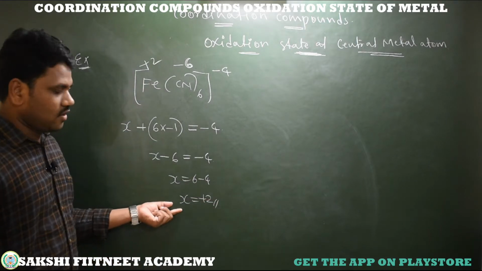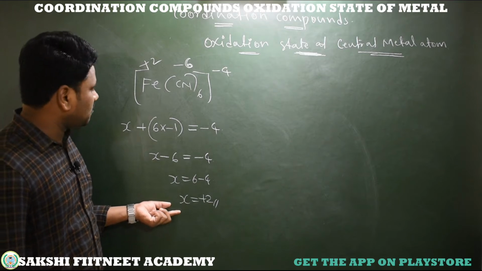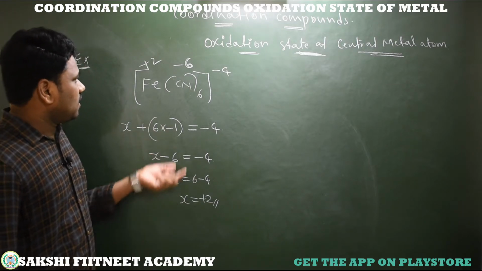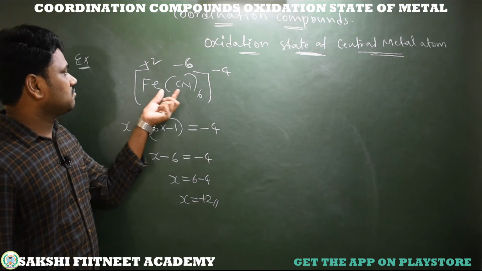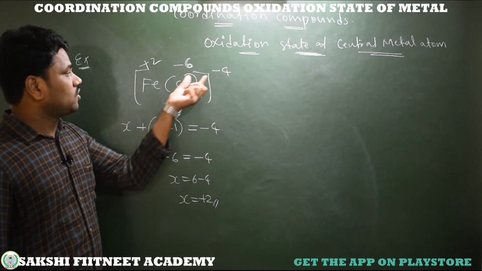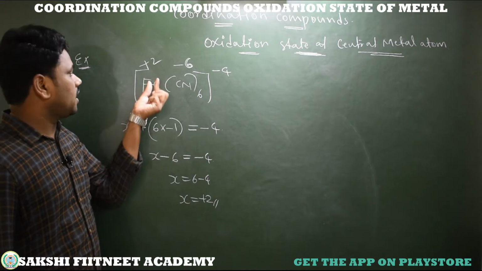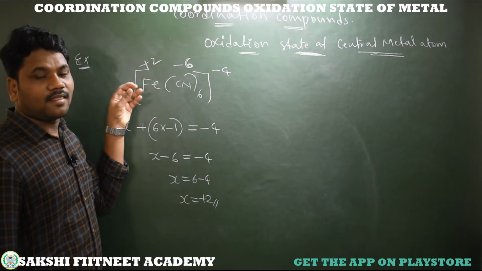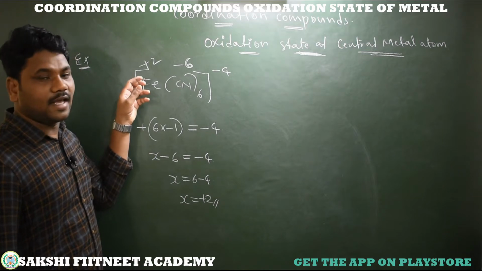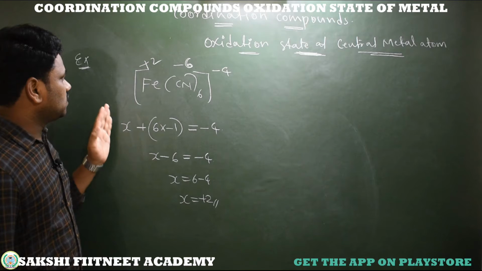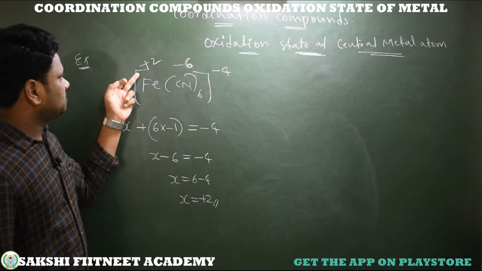So finally, what is the oxidation state of the central metal atom? It's +2. So this is the common calculation method. Otherwise, you can directly calculate by comparing the ligands' charge and the overall charge. You just assign the appropriate oxidation state on ferrous, if the metal exhibits that particular oxidation state. So this is the oxidation state of the ferrous atom.